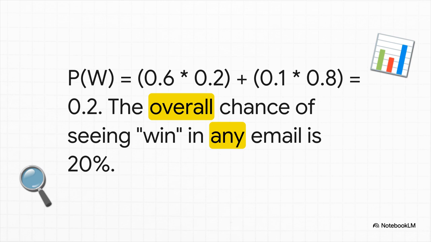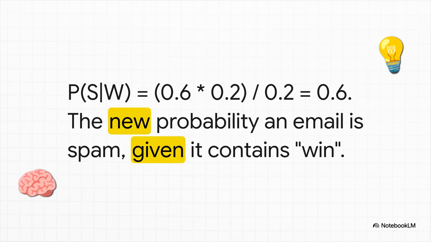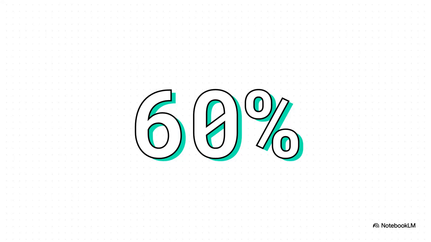And now we're at the final step, calculating our new belief. We just plug everything into the formula. We take that 60% chance that win appears in spam, multiply it by our initial 20% belief that any email is spam, and then we divide that whole thing by the 20% chance of seeing the word win that we just figured out. And there you have it. The answer is 0.6, or 60%. That's our new, updated posterior belief.